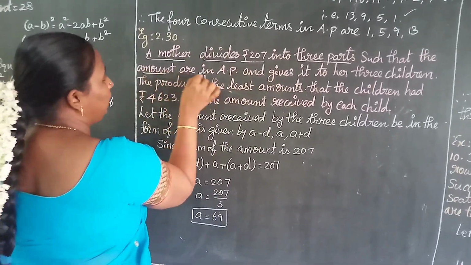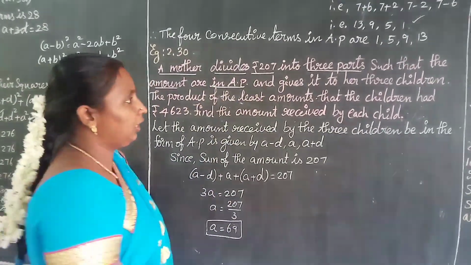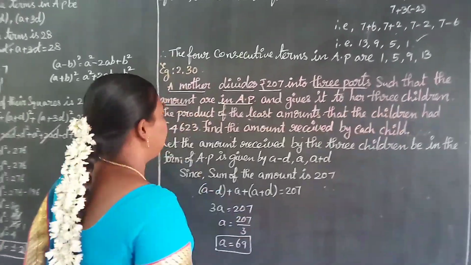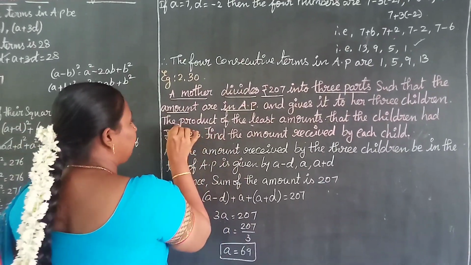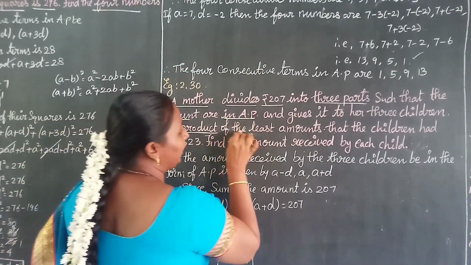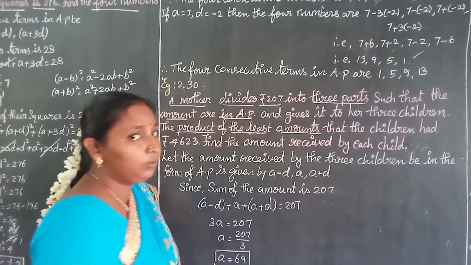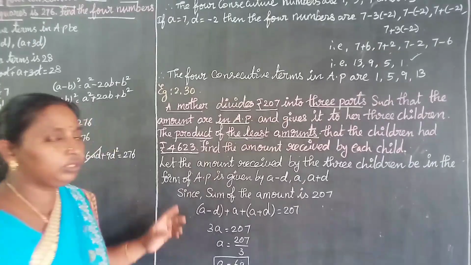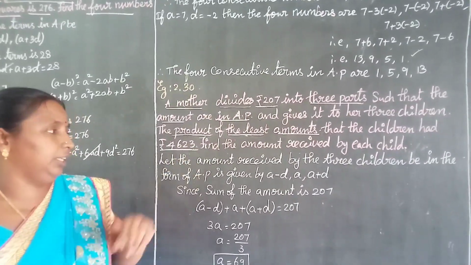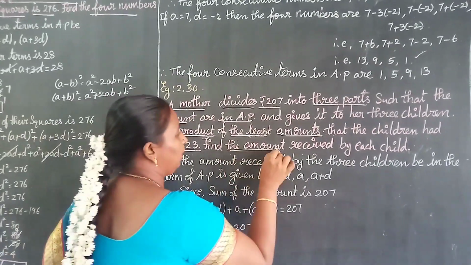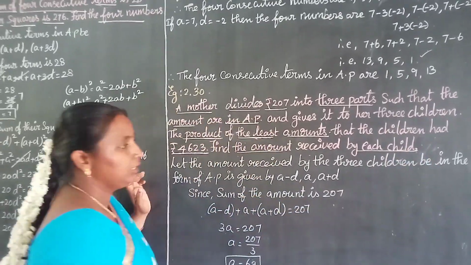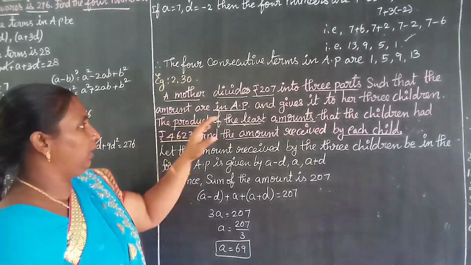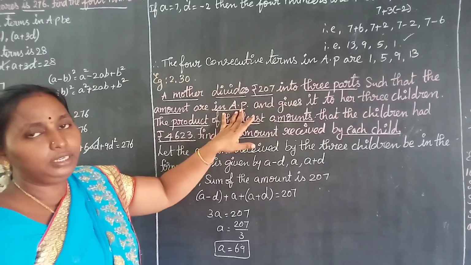The amount will be in AP. Okay, so and give it to her 3 children. So here they given one condition, product of the least amounts. If you multiply the least amounts, you will get rupees 4,623. So we are going to find what is the amount received by each child.